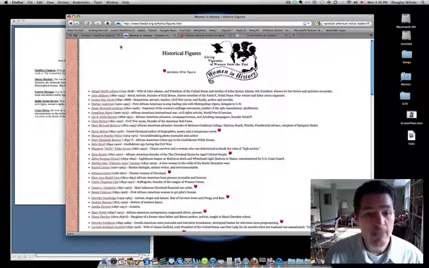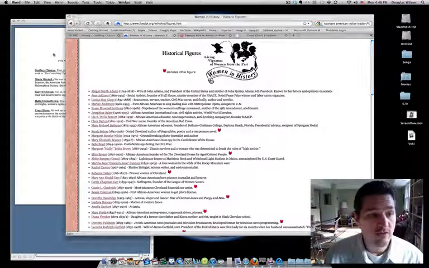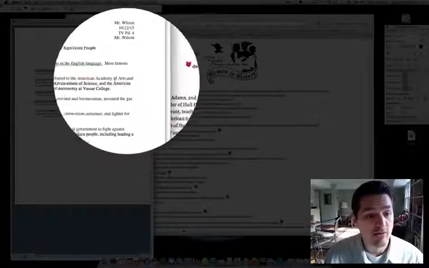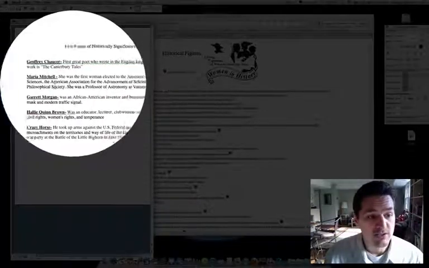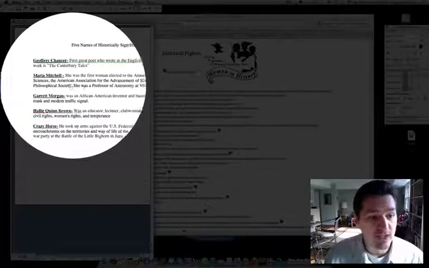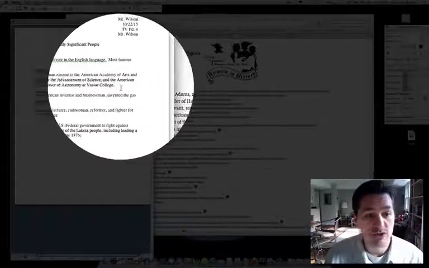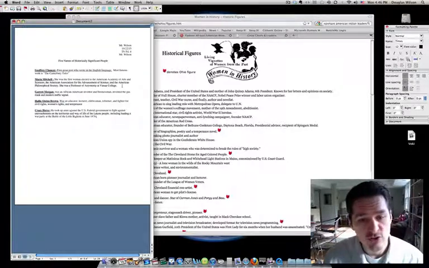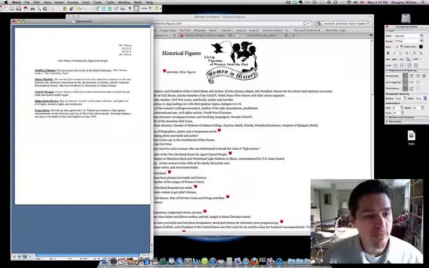Here's women in history. So I looked through here and found Maria Mitchell. She was the first woman elected to the American Academy of Arts and Sciences, the American Association for the Advancement of Sciences, and the American Philosophical Society. She was a professor of astronomy at Vassar College. That might not sound that impressive unless you realize she did it in the early 1800s. So that's pretty impressive because back then women didn't have quite as much acceptance in education, especially. So that's a pretty famous woman that I thought would be pretty interesting.